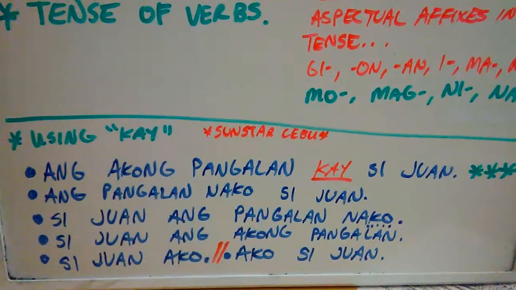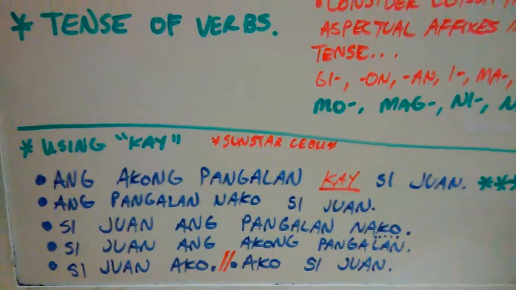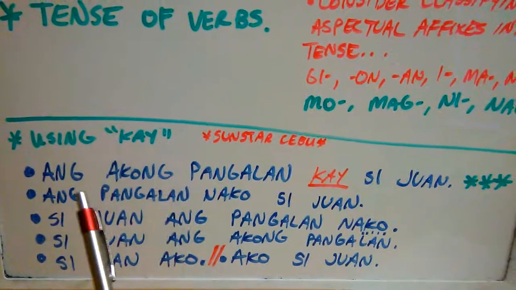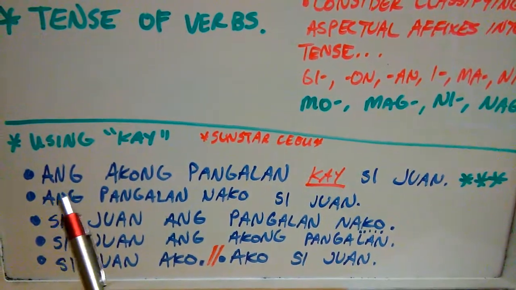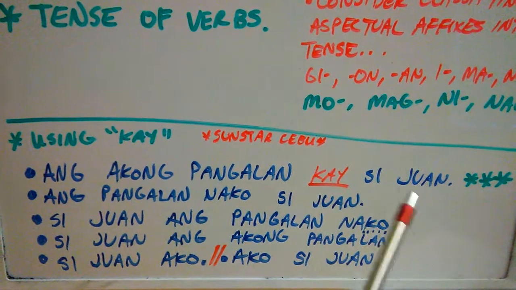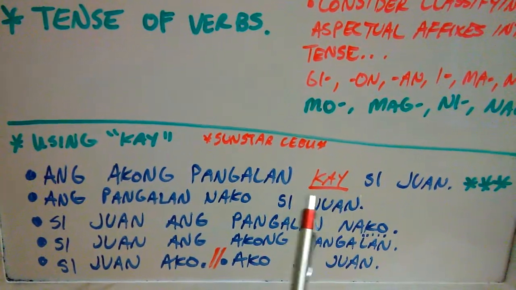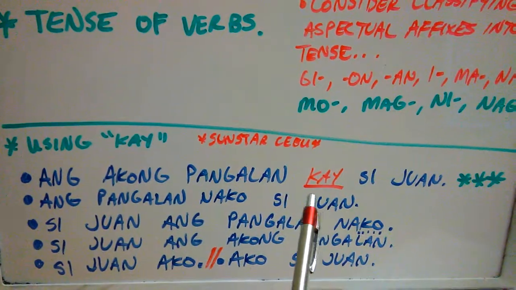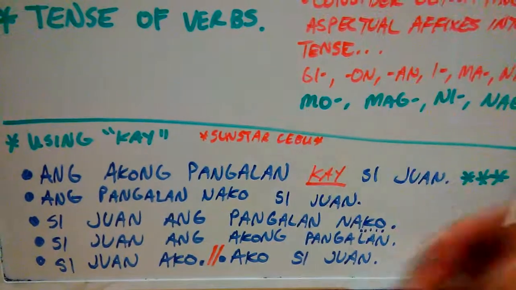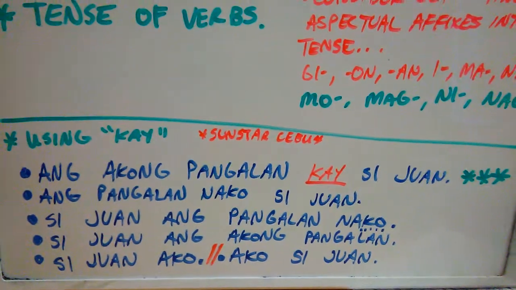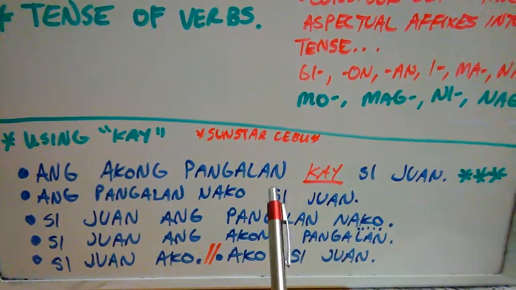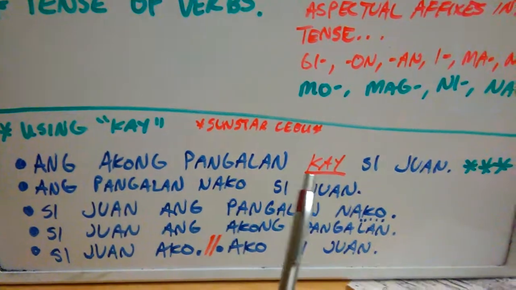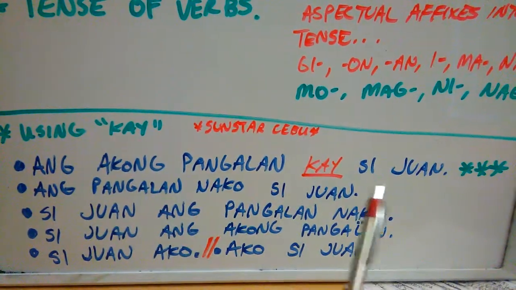Using "guy", and the source I'm going to cite here is from Sunstar Cebu. It's a newspaper actually. So using "guy". Now consider the following sentence. Ang akong pangalan kay si Juan, right? So I'm not saying this is wrong, but in the standard Cebuano dialect, this is considered grammatically incorrect. Right now, in other dialects, it might be correct. Okay, maybe in Cebu City, it could be acceptable to say ang akong pangalan kay Juan or kay si Juan or whatever. But in the standard Cebuano dialect, this is totally incorrect.